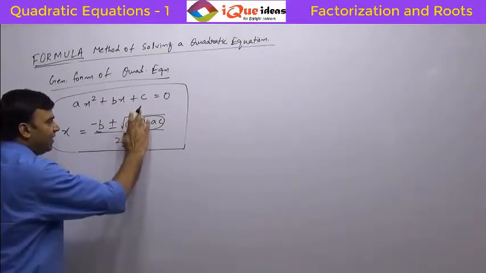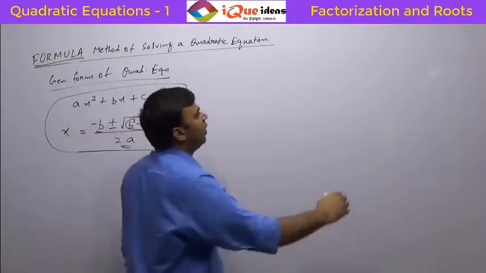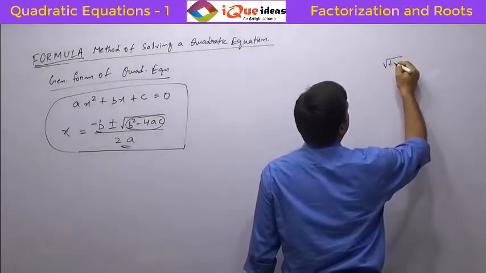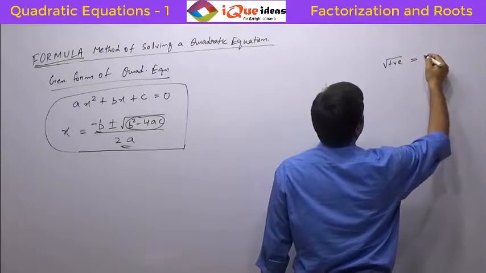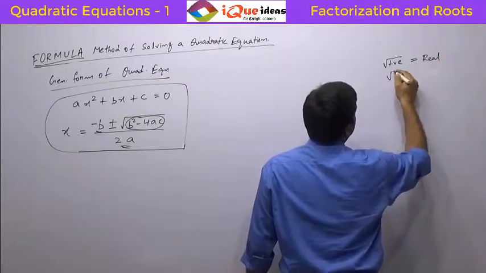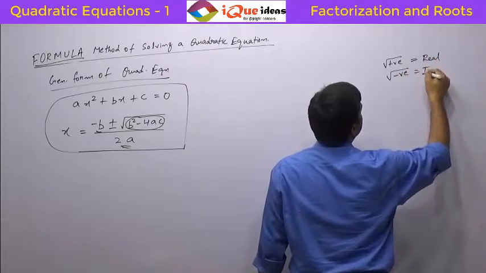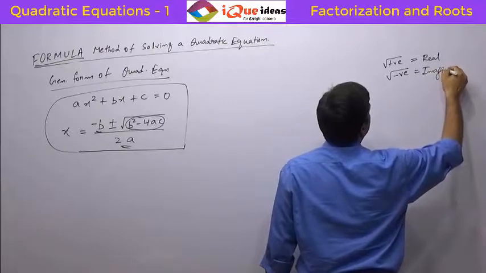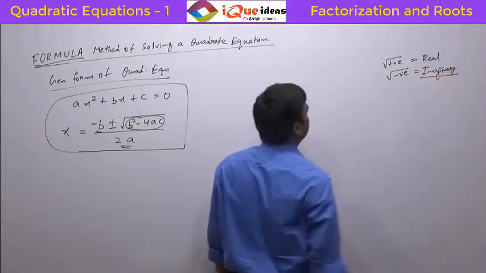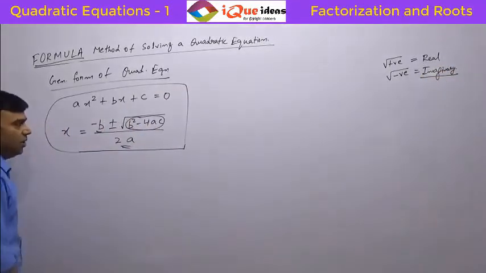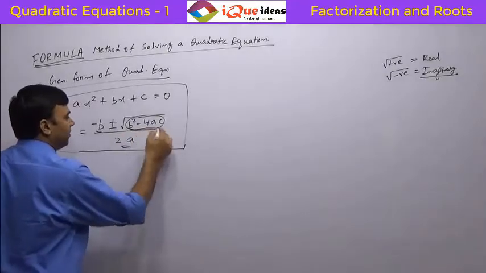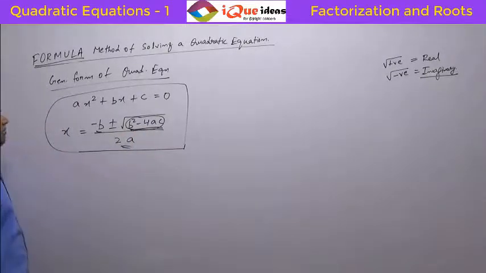We also have an information that square root of a positive number will be a real number, whereas square root of a negative number is an imaginary number or a complex number, right? So we need to put some conditions here on the basis of this b square minus 4ac, right? Let's do that one by one.